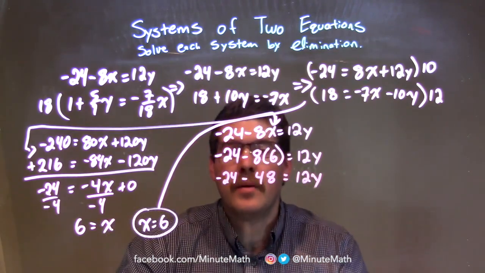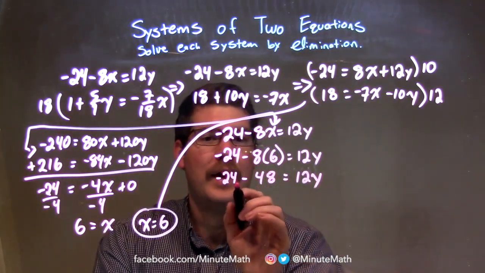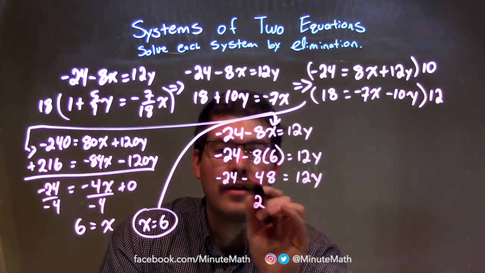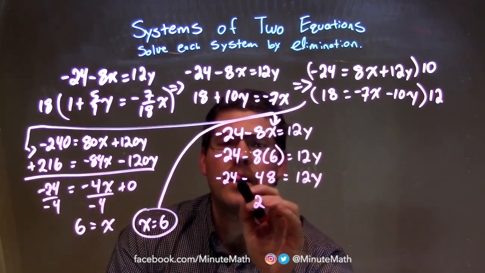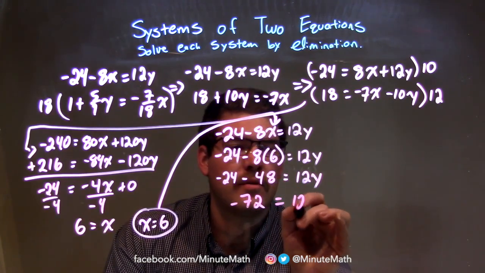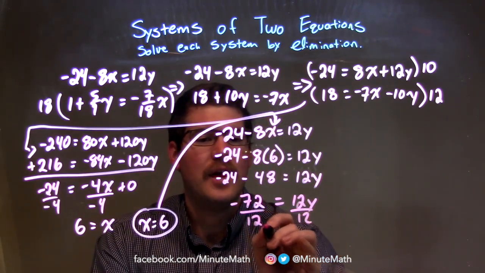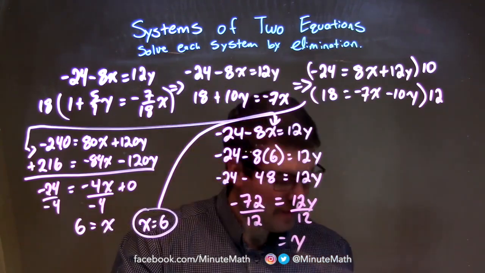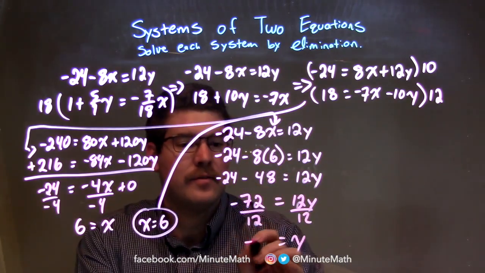Okay, so now we combine negative 24 and negative 48. Let's add that together. 4, carry the 1, 2, carry the 1 to 6, 72. So negative 72 equals 12y. Alright, so I need to divide by 12 on both sides. And that gives me y by itself, equal to negative 72 divided by 12. That comes out to be a negative 6.